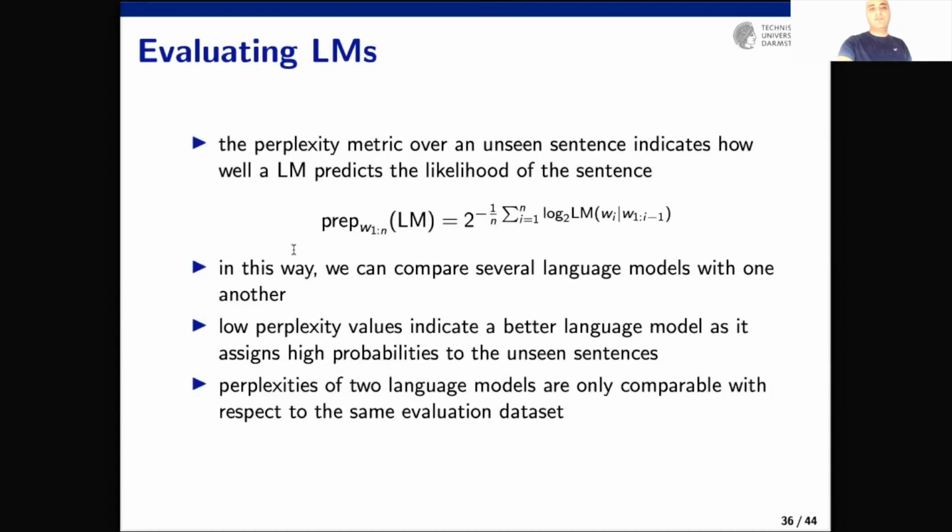The other fact that you should notice is that perplexity of the language models are only comparable with respect to the same evaluation data set. Although in the same language, you need to evaluate on the same unseen sentences, because sentences could all be in English, but still have different distributions. So it is very important that we fix this W1 to N, and the input is the language model.